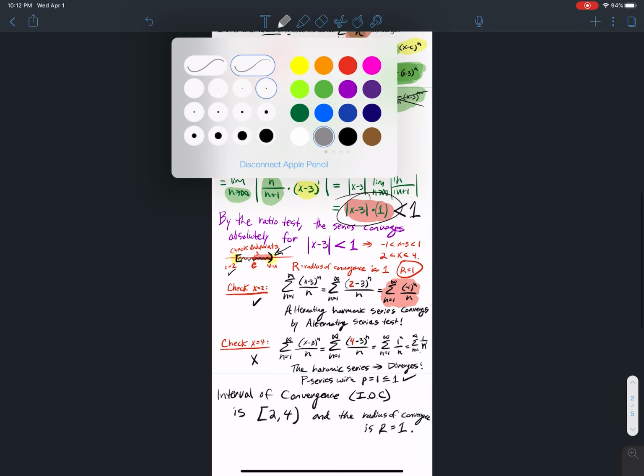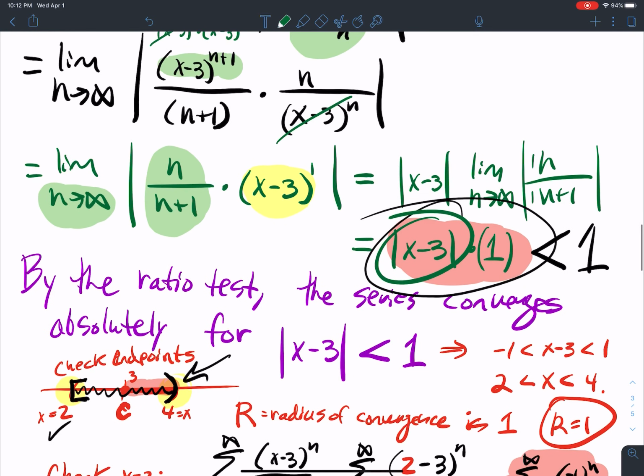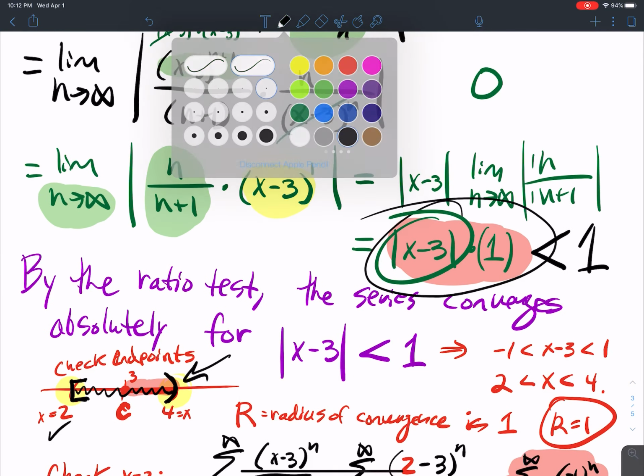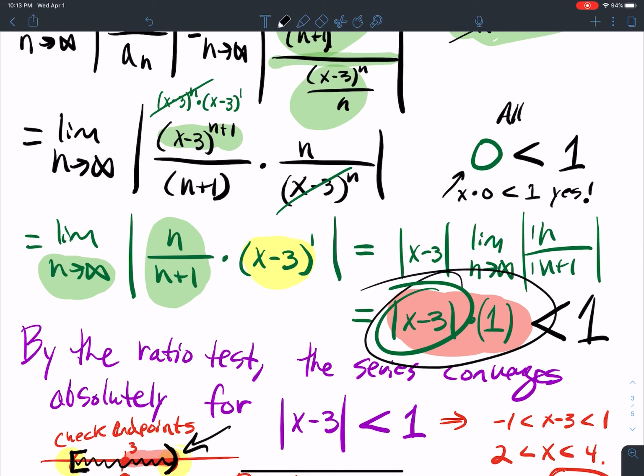But say I run that ratio test and instead of getting some absolute value like this, say I got 0. Well, no matter what x value I plug in, is x times 0 always going to be less than 1? Yes. So this is the scenario. If you get 0 here, then all x works, meaning r is infinity and the interval of convergence is negative infinity to positive infinity.